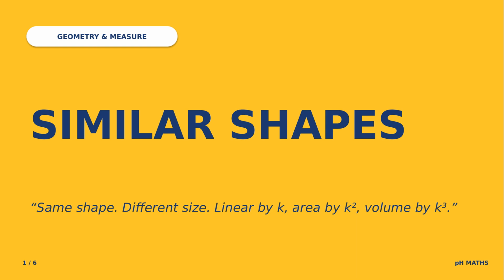Today's explainer is similar shapes. Same shape, different size. By the end of this, you'll know the scale factor rule for lengths, areas and volumes, and you'll never confuse linear with square or cubic ratios again.